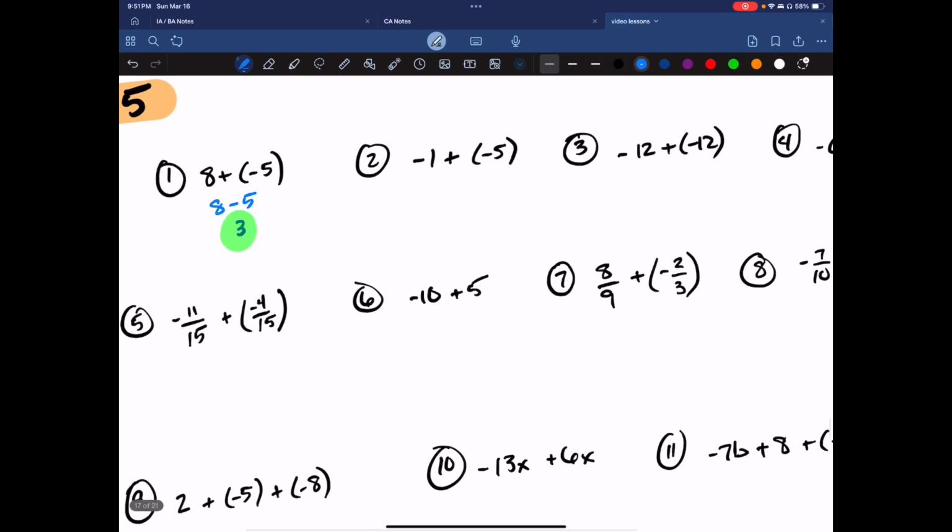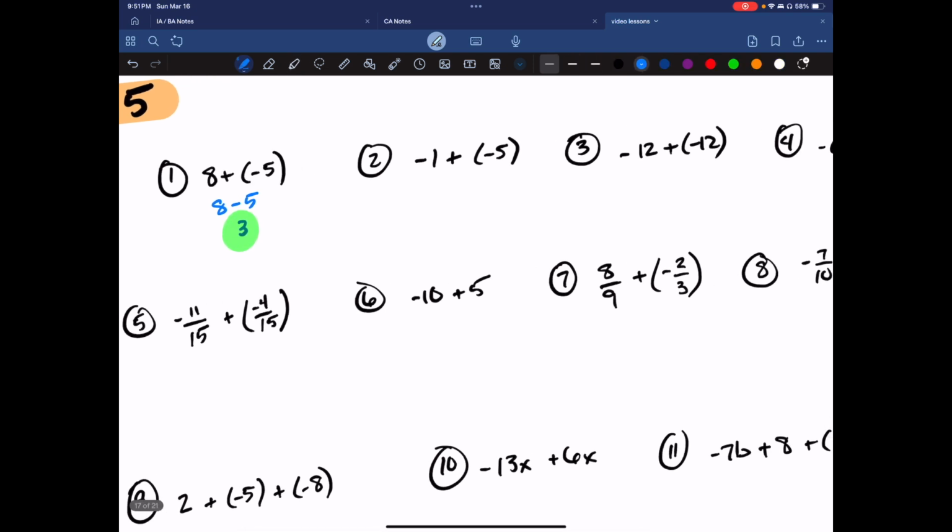Okay. Now, here's the kicker. On number one, my signs are different, a positive and a negative, and so I subtracted. When the signs are the same, whether they're both positive or they're both negative, I have to add and keep the sign. So on number two, it says -1 plus -5. Well, they're both negative, so I'm going to add and keep my sign. So that's going to be 1 plus 5 is 6. That's going to be -6.